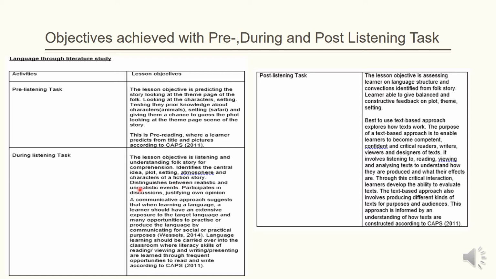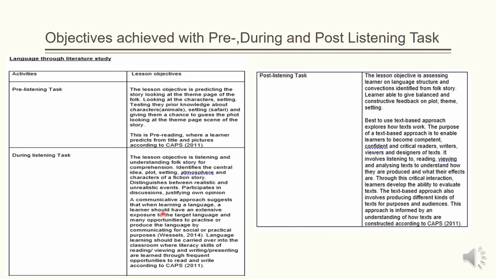So now this is where CAPS says, can they distinguish between reality and non-realistic events, discussing their own opinions. So the objective there is achieved on the during-listening task.